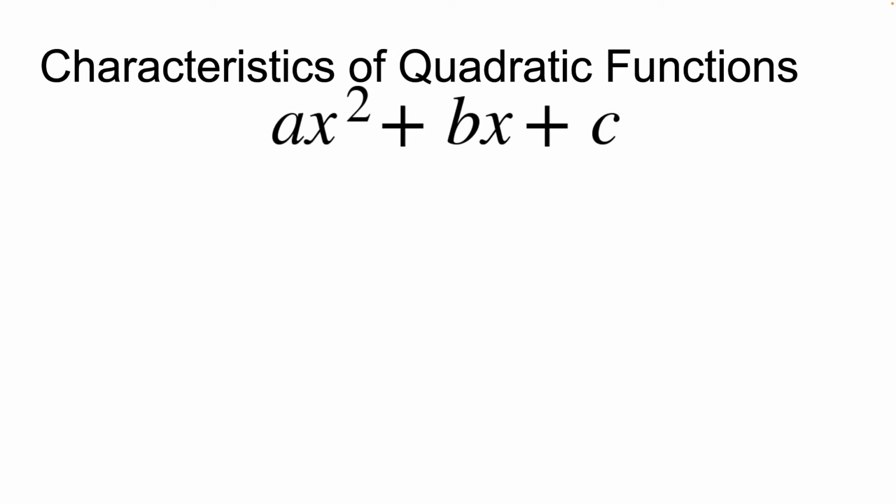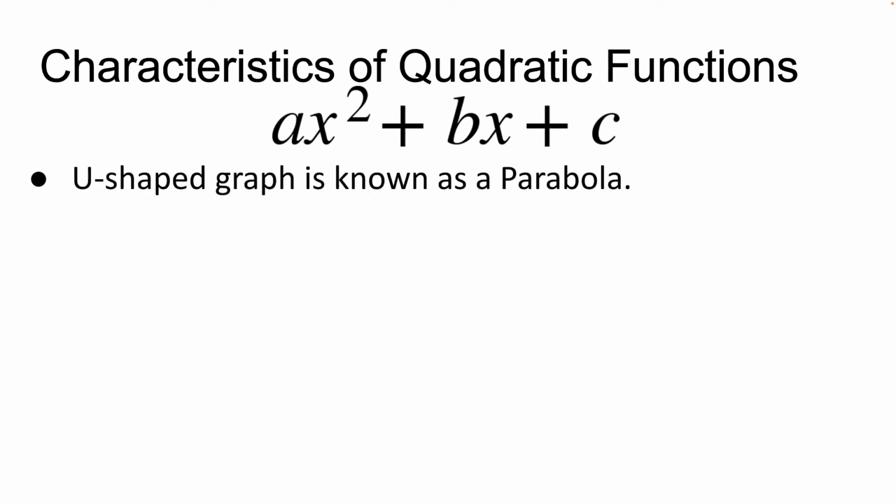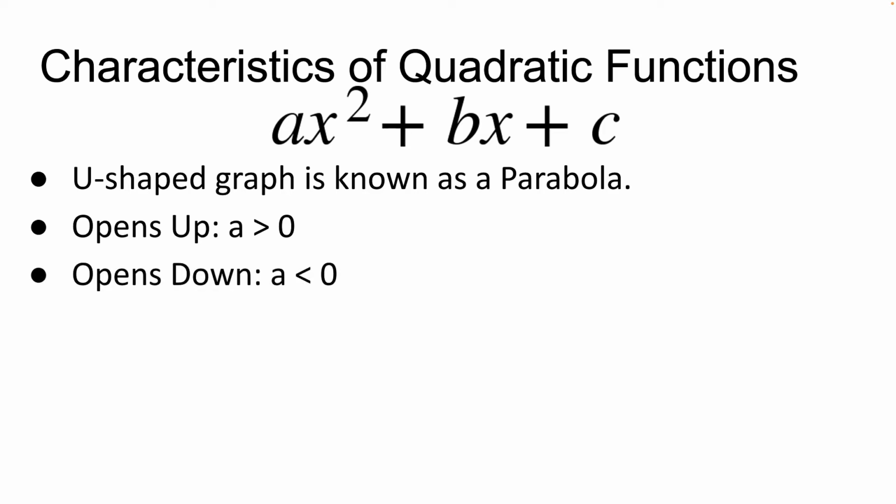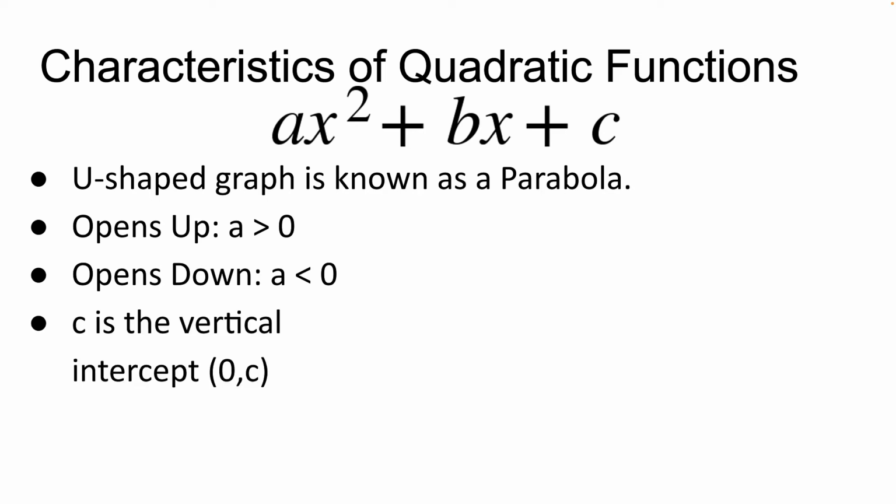Let's take a look at some of the characteristics of the quadratic function. Every quadratic function has a U-shaped graph known as a parabola. The parabola will open up if the coefficient a is greater than 0, and it will open down if the coefficient a is less than 0. C, the constant on the end of the quadratic function, is known as the vertical intercept. You can write that as a coordinate point by writing 0, c.